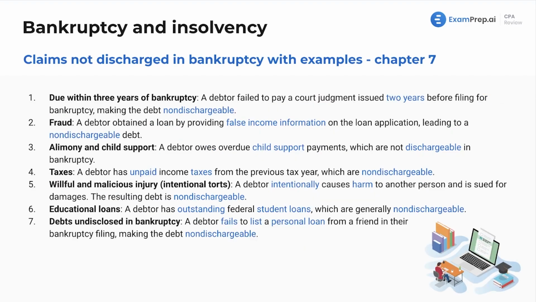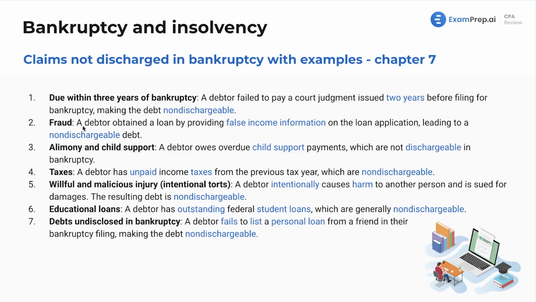All right. Here are claims that are not discharged in bankruptcy. We have got examples as well. Now, any claims due within 3 years of bankruptcy. So let's say a debtor failed to pay a court judgment issued 2 years before filing for bankruptcy. That makes the debt non-dischargeable.